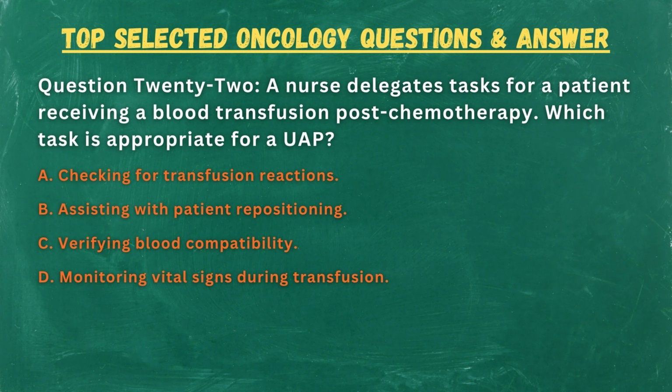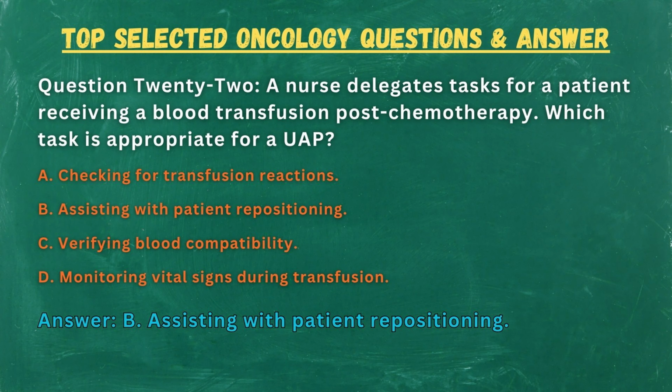Question 22. A nurse delegates tasks for a patient receiving a blood transfusion post-chemotherapy. Which task is appropriate for a UAP? A. Checking for transfusion reactions. B. Assisting with patient repositioning. C. Verifying blood compatibility. D. Monitoring vital signs during transfusion. Answer: B. Assisting with patient repositioning.